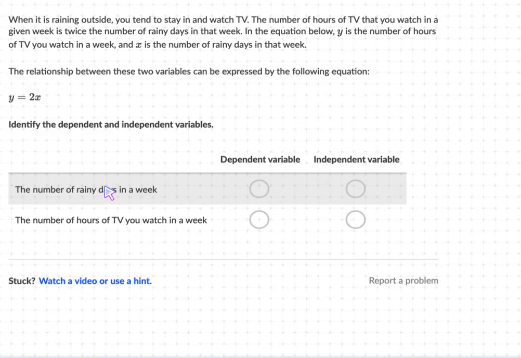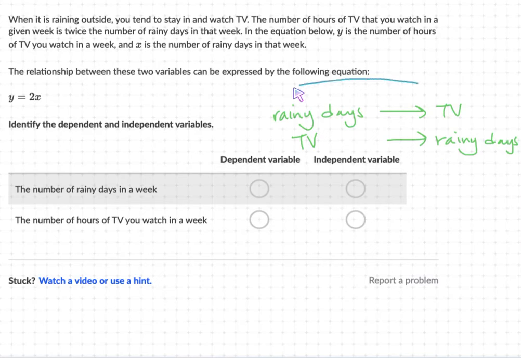All right, so again, we're trying to figure out which one is going to cause the other one to change. Is it the number of rainy days in a week that's going to change the number of hours that you watch TV? Or is it the number of hours that you watch TV that's going to change the number of rainy days in a week? If you chose rainy days, that's going to cause the TV to change, you are correct. The rainy days are independent, and they're going to cause your hours of TV that you watch in a week to change. The hours of TV that you watch in a week are dependent on the rainy days.